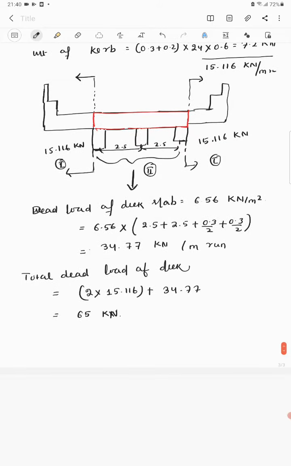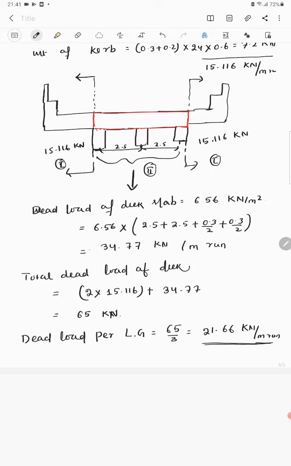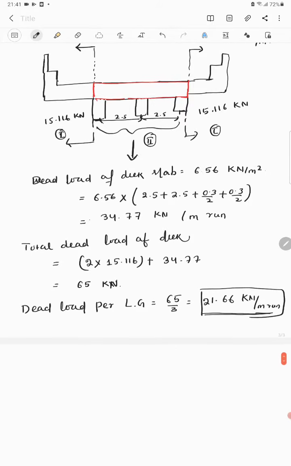So how many longitudinal girders are there? 3 number of longitudinal girders are there. So this load will be divided into 3 parts. You can write the dead load per longitudinal girder will be 65 by 3, is 21.66 kilonewton per meter run. This is the load taken by a single longitudinal girder. Okay, dead load.